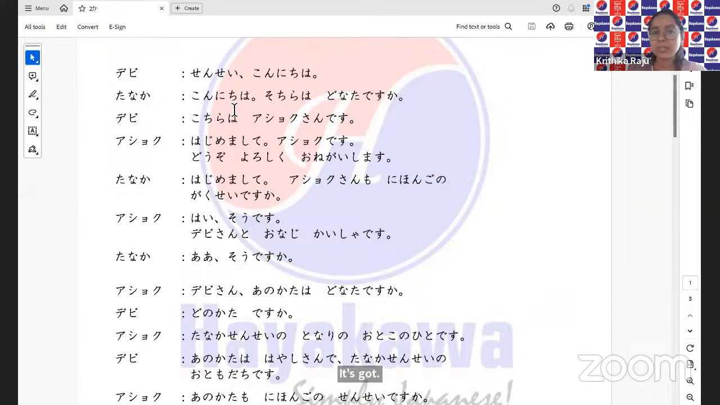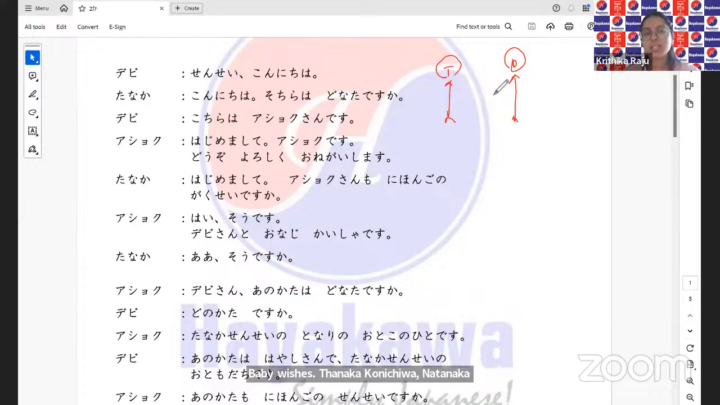Okay. So you have to always imagine the scenario. Tanaka is there, and then Devi is there. Devi wishes Tanaka konnichiwa. Now Tanaka responds. She says konnichiwa. And then she asks the question, Sochira wa donata desu ka?